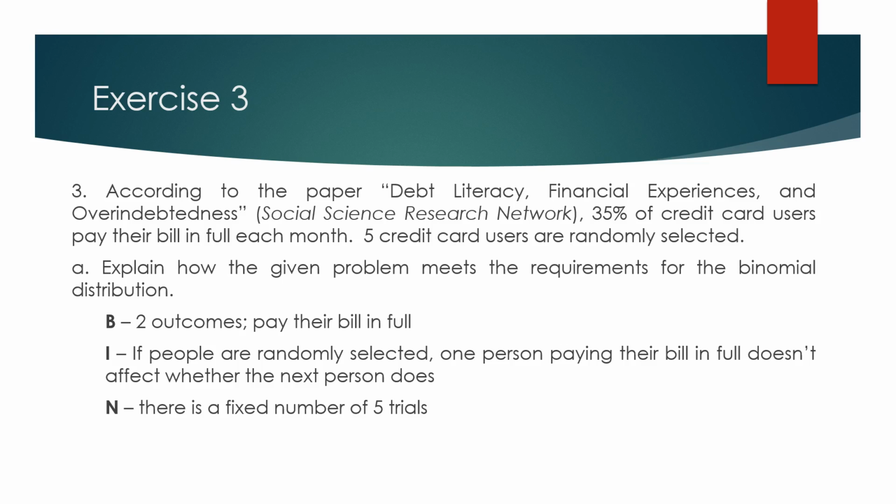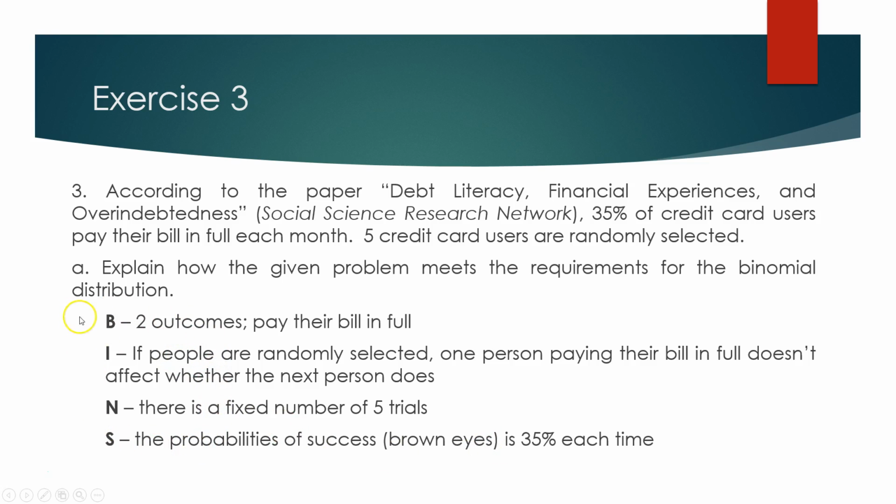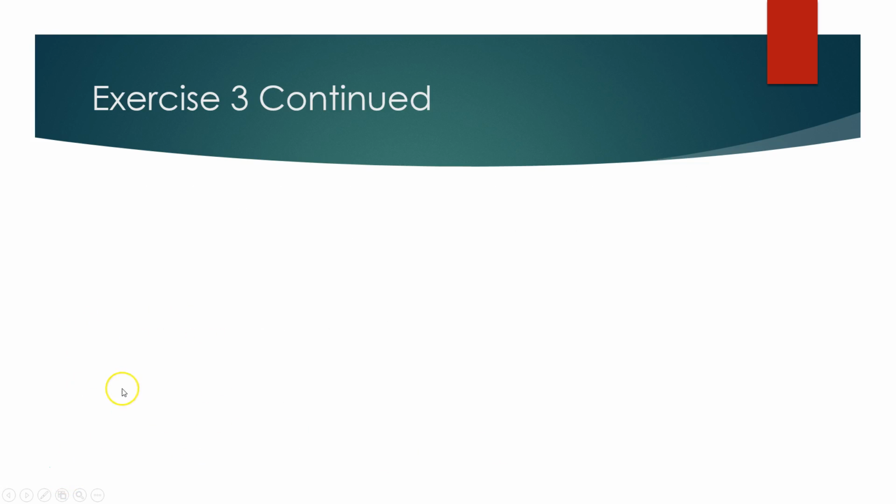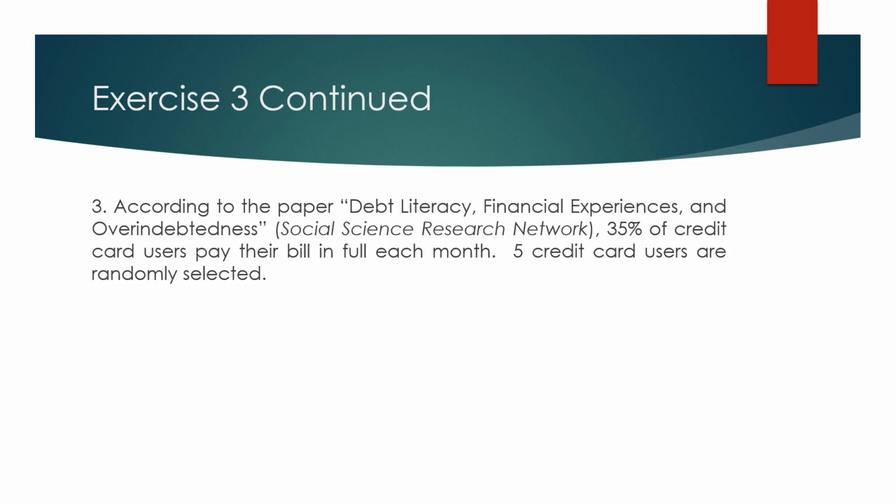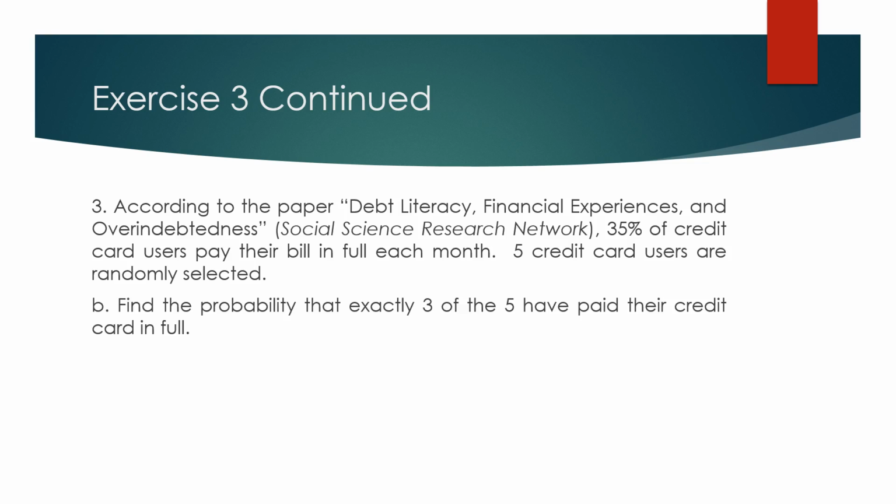There's a fixed number of 5 trials because we are selecting 5 credit card users. And then the probability of success, which is paying their card in full, is 35% each time. So this meets the requirements for the binomial distribution because it has all 4 of those elements. So find the probability that exactly 3 of the 5 have paid their credit card in full.